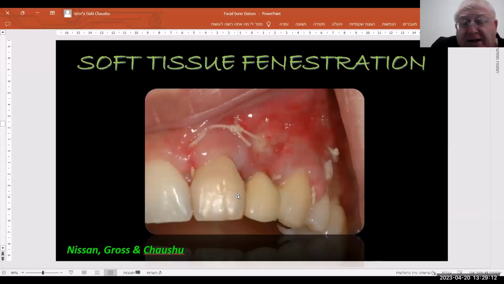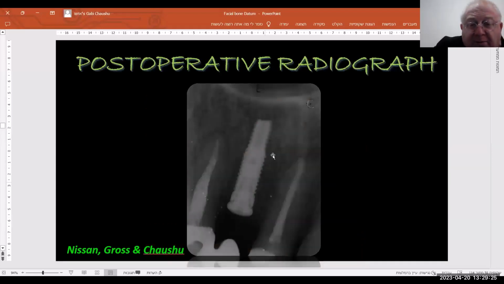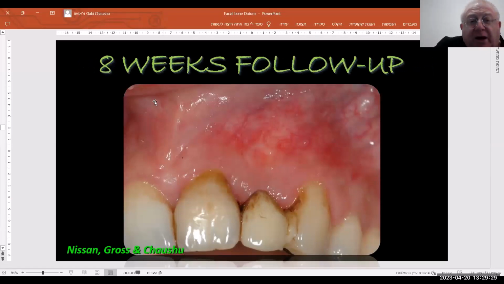So we did soft tissue scoring, and unfortunately we had a fenestration, as you see here. We were annoyed a little bit initially, but this is the implant in place. But after 8 weeks, and as you see here, a lot of chlorhexidine rinses, we had a nice situation. It healed, a small scar, but it was not extremely significant.